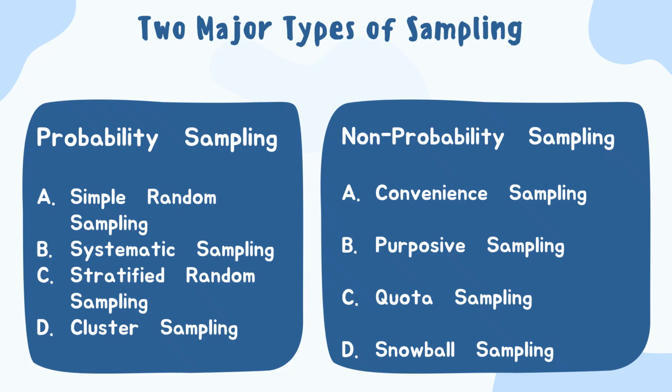So under the probability sampling, we have four techniques. We have simple random, systematic, stratified random, and cluster sampling. And then under the non-probability sampling, we also have four. So we have convenience, purposive, quota, and snowball sampling. Okay, so don't try to memorize these names immediately. Instead, while we discuss each one, focus on how participants are selected. So that will make the differences much easier to understand.